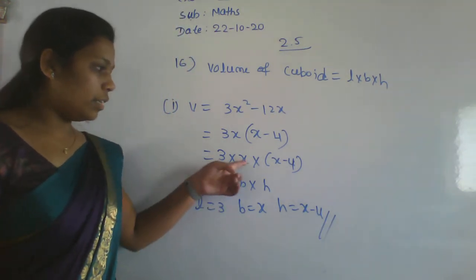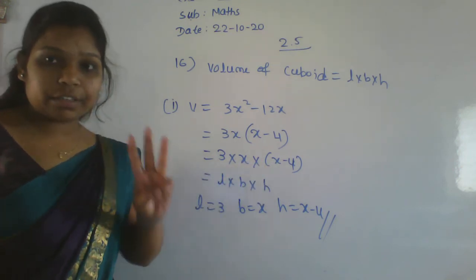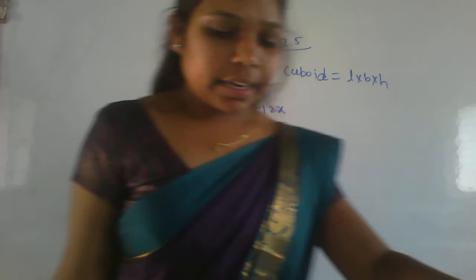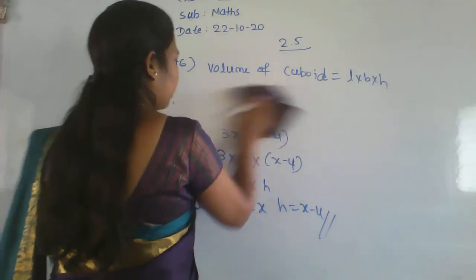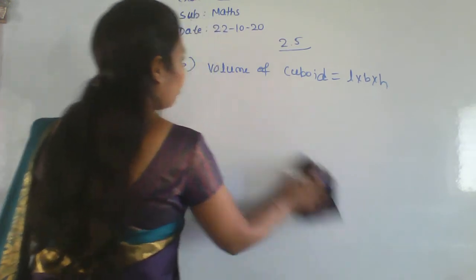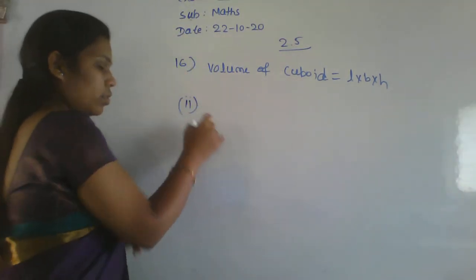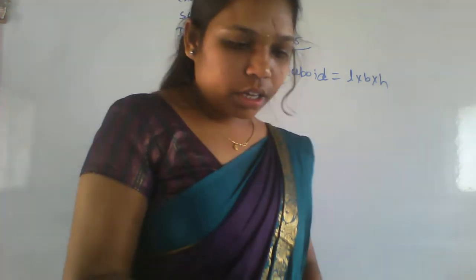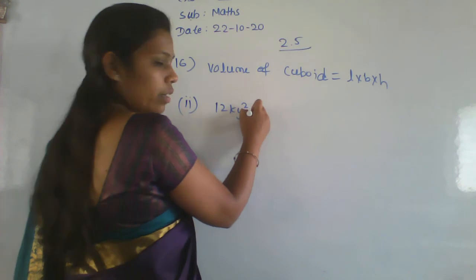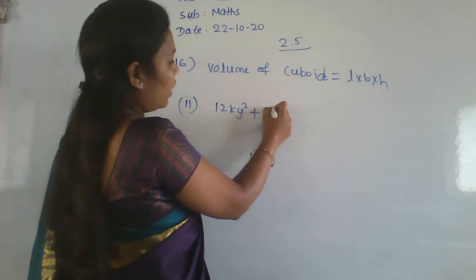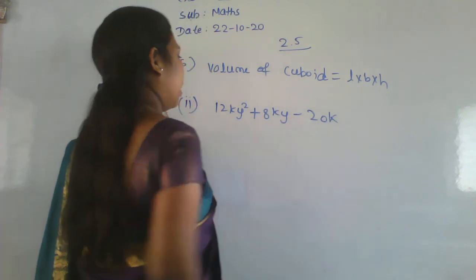Length into breadth into height, we can write it like this, as a product of three terms. Okay, next, there is another one given here. Go for the second one. The volume is 12ky square plus 8ky minus 20k.